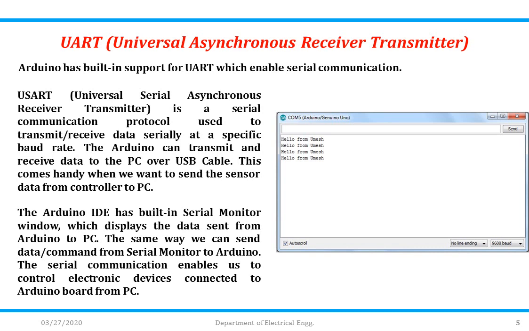The Arduino can transmit and receive the data to the PC over USB cable. This comes handy when we want to send the sensor's data from controller to the PC. The Arduino IDE has built-in serial monitor window. So this is what is a built-in serial monitor window. It displays the data sent from the Arduino to the PC. The same way we can send data or a command from serial monitor to the Arduino. The serial communication enables us to control the electronic devices connected to the Arduino board from the PC.